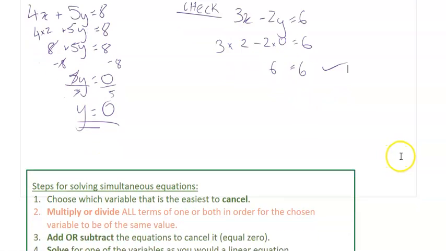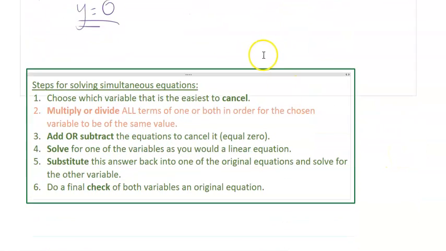Okay, so your steps for solving simultaneous equations. I've just simply added one extra step here in this pinky color. Choose which variable is the easiest to cancel and multiply or divide all terms in one or both of those equations in order for that chosen variable to be of the same value, and then to ultimately add or subtract to cancel it. Then solve, then substitute, then check. These are your steps. Please don't skip one. Please don't rush through them. You need to have your workings there. Please practice them. Okay, give it a go.